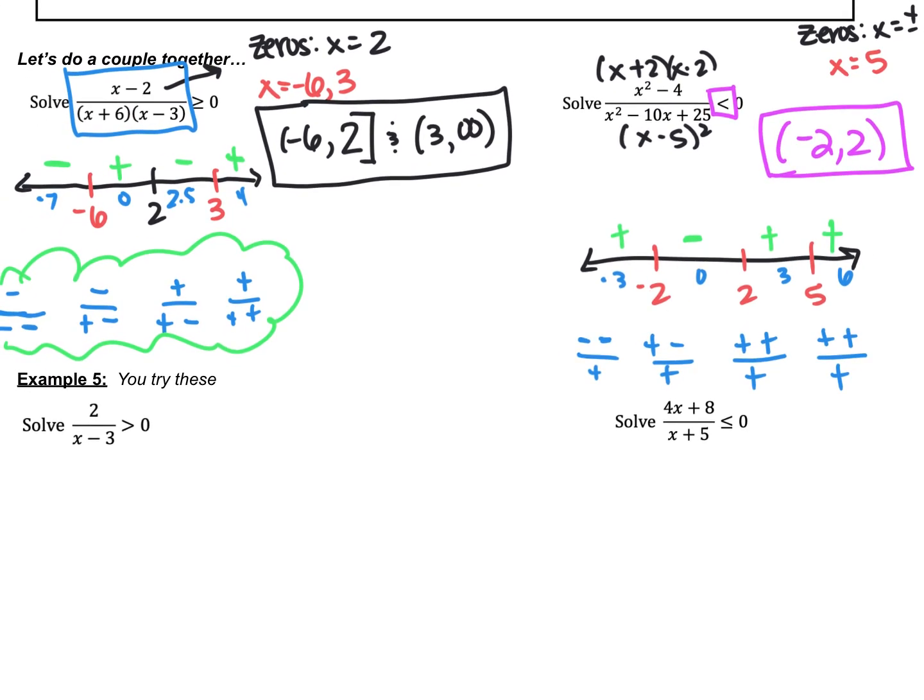I want you to try this one right here by yourself. Okay, just for sake of time, we're not going to probably do them all, but I want you to try that one that I put the purple star next to. See if you can solve that one.